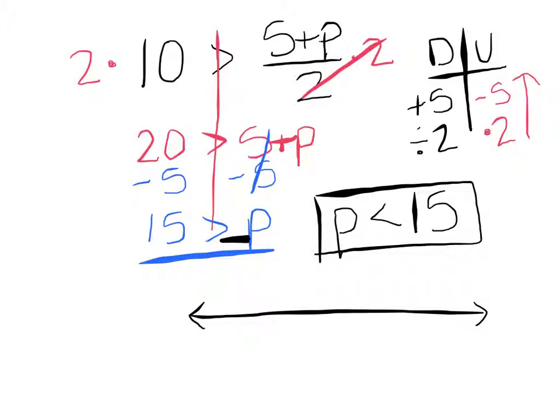p is less than 15. So I'm going to put my boundary here, 15. Then I'm going to ask, can p equal 15? No. So we leave it open and we shade to the left, because numbers that are smaller are to the left.